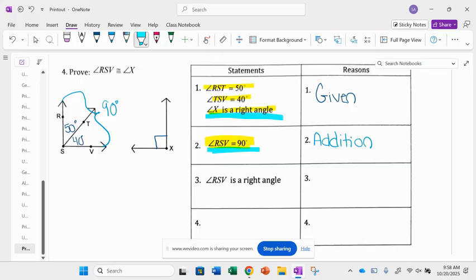So that's why we go to this next step and we say, okay, angle RSV is 90 degrees. So we're telling the reader that angle RSV is a right angle. And how do we know that a right angle is 90 degrees? Could you say def of? Excellent, because isn't the definition of a right angle an angle that has a measurement of 90 degrees? So we're going to say def of right angle.